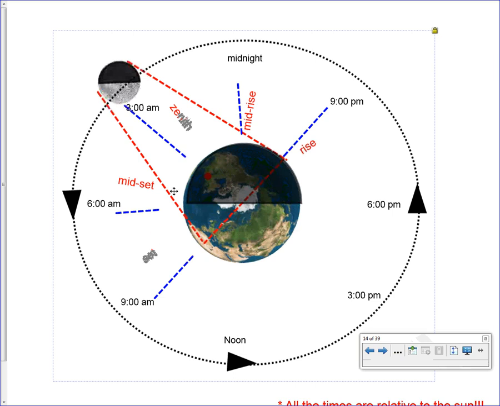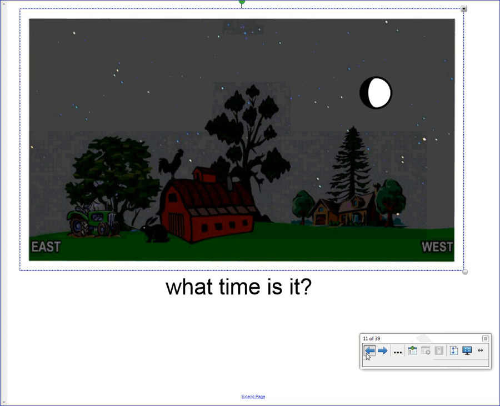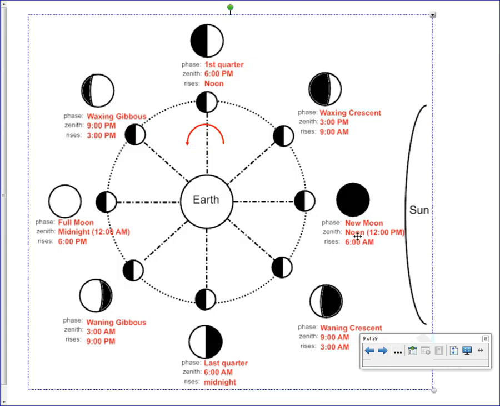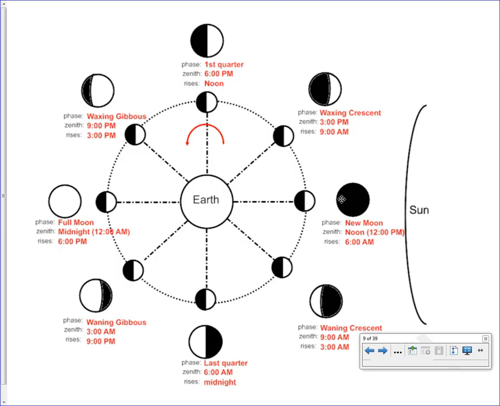Everything is in increments of 3 hours, and that's the major pattern. So let's go back to this picture that summarizes everything. If you know one, such as the new moon that has a zenith at noon, then you can figure out everything else. There's no memorization required. You just have to know that everything increments in 3 hours. So the new moon rises at 6 a.m. It's at the mid-rise at 9. It's at the zenith at noon. It's at the mid-set at 3 p.m. and then it sets at 6 p.m.